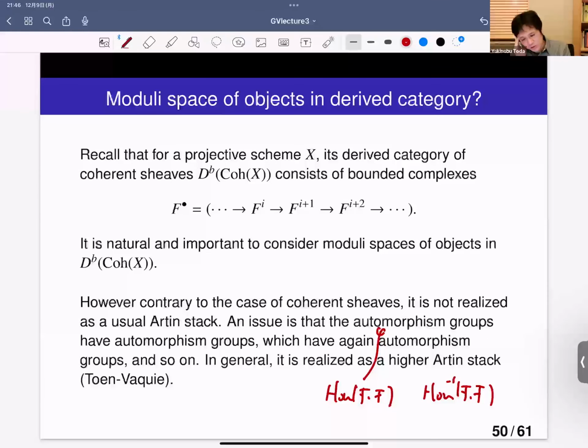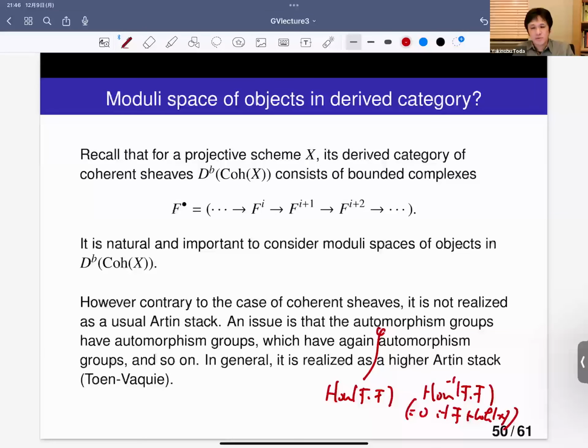If you only consider coherent sheaves, of course this is 0 if F is a coherent sheaf. But if F is an object in the derived category, then this may be non-zero. And in this case, we should also consider the automorphism group as a stack. And similarly, the automorphism group of the automorphism group also has an automorphism group, and so on. So in general, such a phenomenon is formulated in terms of higher Artin stacks. Rigorously speaking, such a moduli theory is constructed by Toen and Vaquie. In fact, this is realized as a derived infinity stack.